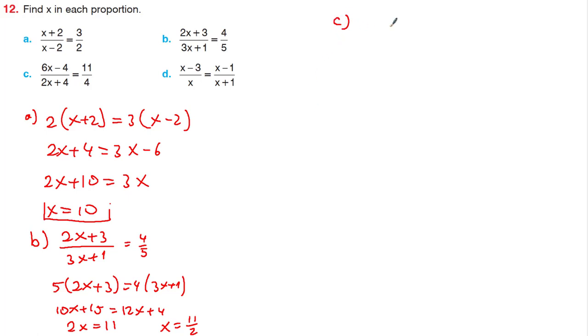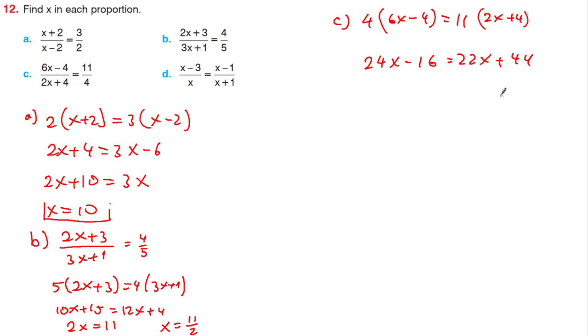Under C, again cross multiply, 4 times 6x minus 4 would be 11 times 2x plus 4. 4 times 6 is 24x minus 16 is 22x plus 44. Subtracting 22x, 24x minus 22x would be 2x minus 16 is 44. 2x is 60, so that gives us x is 30.